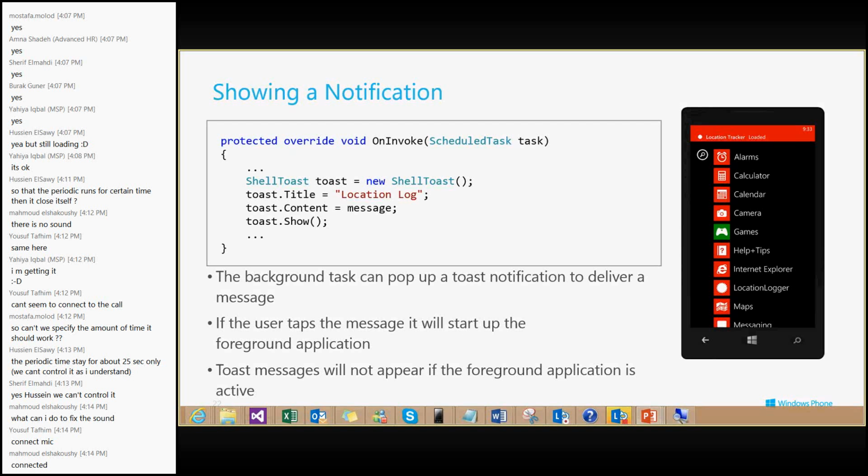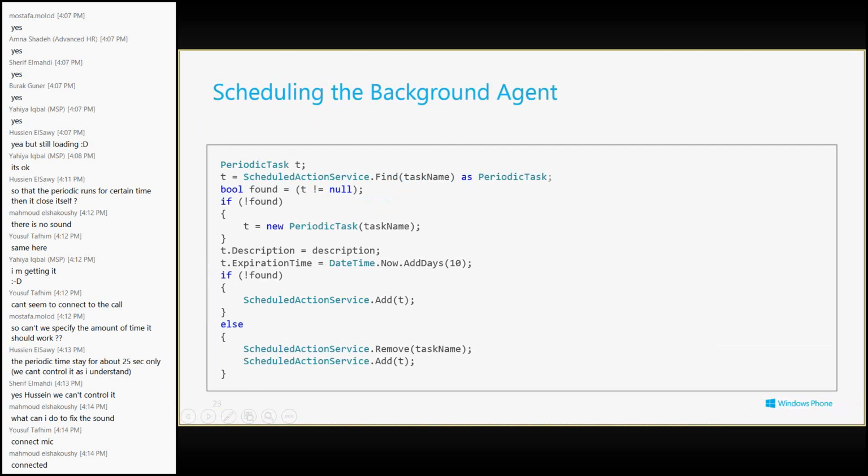So, scheduling a background agent. This code is used in each and every background agent. It's kind of a copy and paste in your application. It starts with you creating a periodic task object, and then you use the scheduled action service to find out if this agent is there. If it is not there, you create a new one. If it's there, you overwrite it and then add it again to the scheduled action service. You can add, remove, or update what's happening on the scheduled action service.